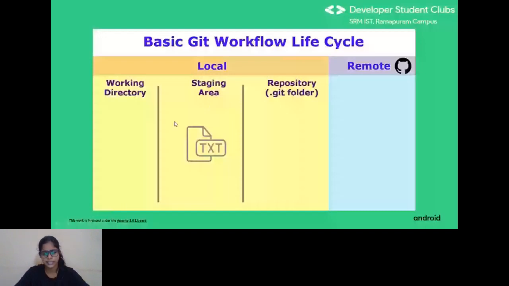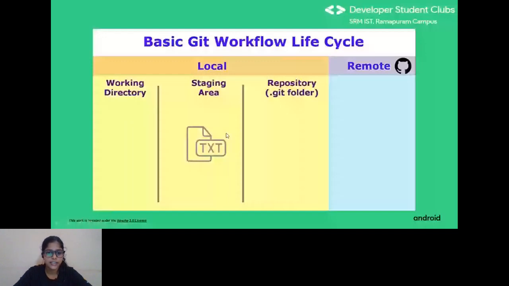So let me explain it to you in a very easy way. Imagine that the working directory is Amazon, and it has a lot of products. Your files are the products, so just think like that. And using a certain git command, you can put your favorite products from the Amazon site into the staging area. That is the cart, okay, that is the cart.